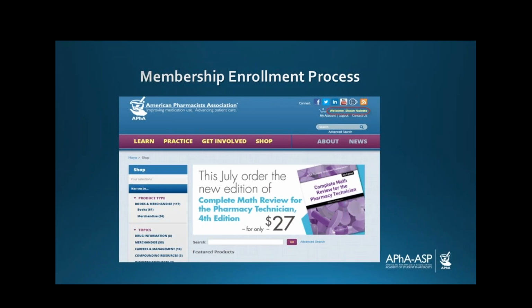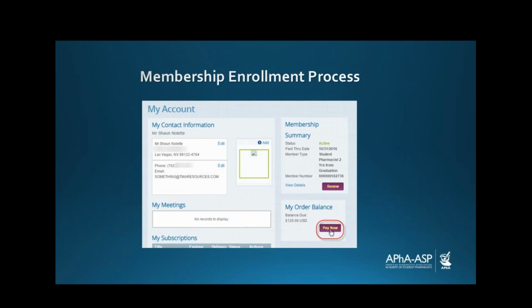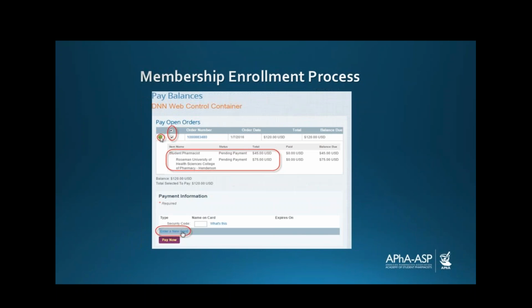And here's just a quick view of what it looks like for the students to go through the Pay Now option. They will log into the pharmacist.com account. And here is where they'll see the option to Pay Now. So it has the order balance. They would just select the Pay Now option. And then here is what the order looks like. It'll show what the student is paying for. They're paying for the student membership. It'll show the chapter dues. And then all you would have to do is select the box that is circled.